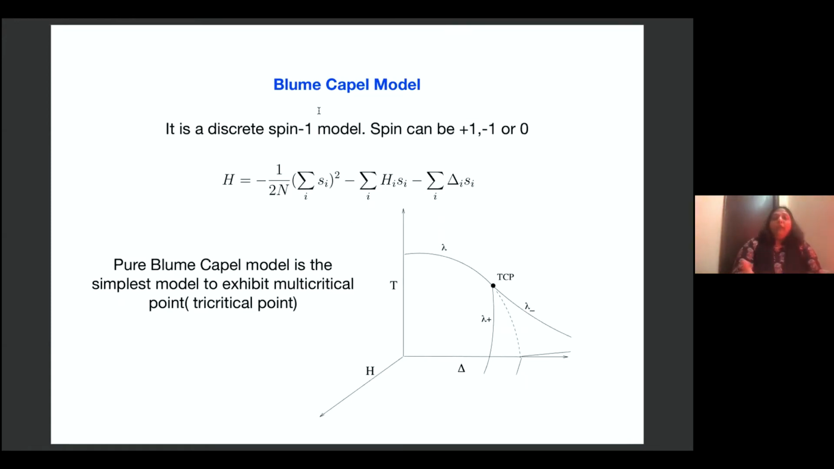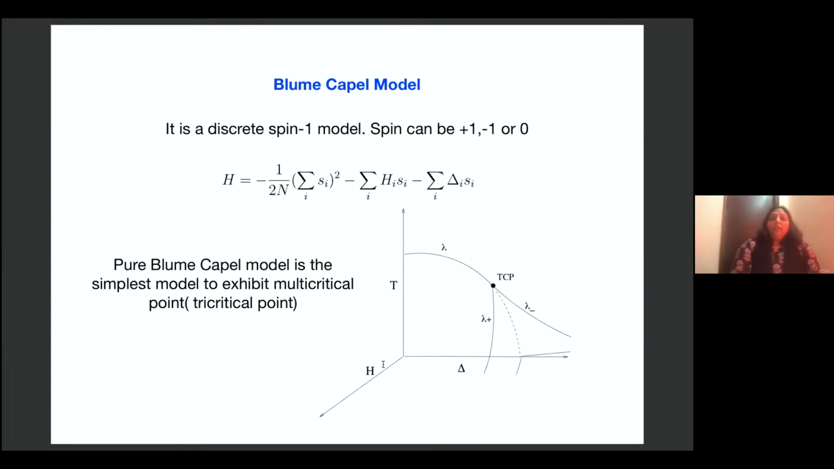So before I go to the disordered model, let me just quickly remind you about the phase diagram of the pure model. If I consider the pure spin-one model with this Hamiltonian, where h_i is h and delta_i is delta at all sites, in that case, the phase diagram of the pure Blume-Capel model in the T-delta plane, if I make capital H to be 0, has a line of second order transitions, which ends at a tricritical point, TCP. And beyond that, there is a first order transition between the magnetized state and the non-magnetized state.